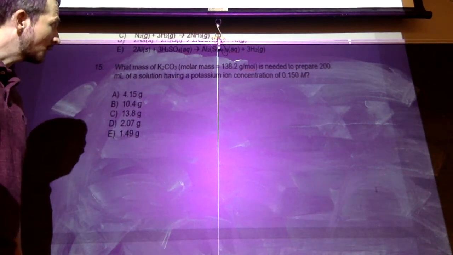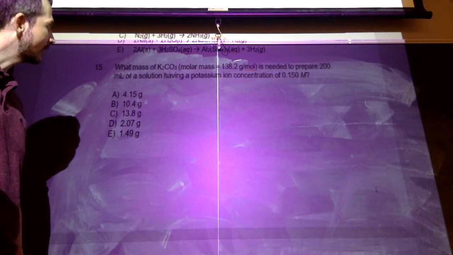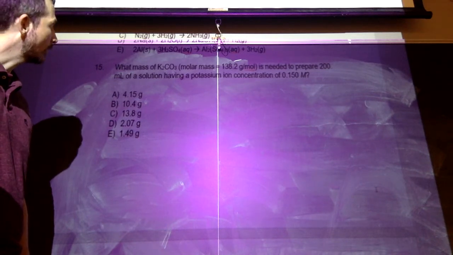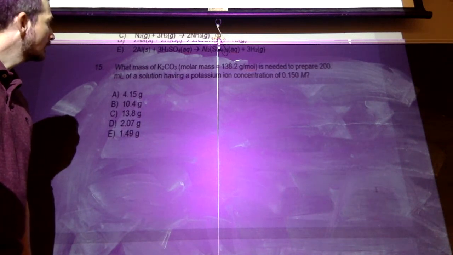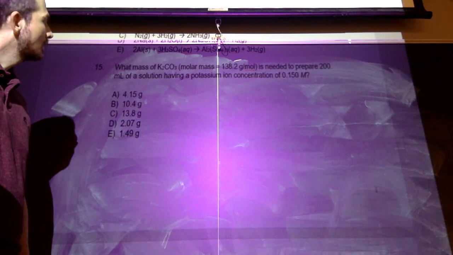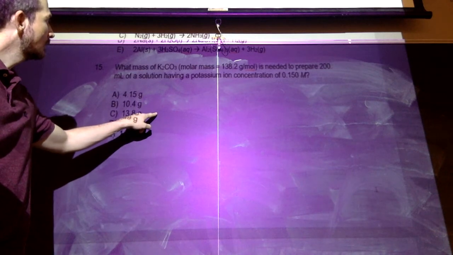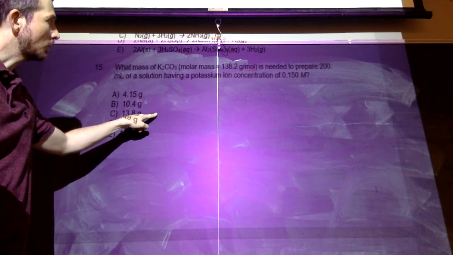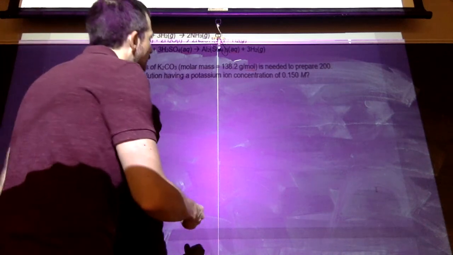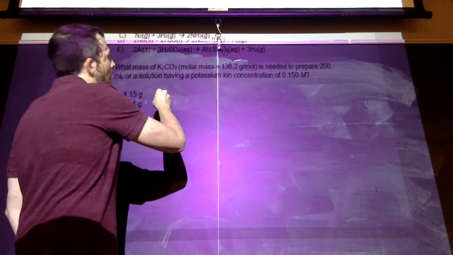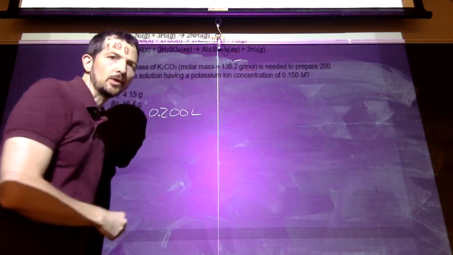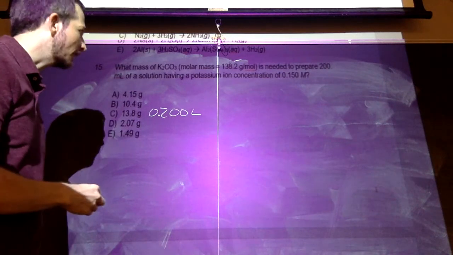What mass of potassium carbonate is needed to prepare 200 milliliters of solution to have a potassium ion concentration of 0.15 molar? So let's go ahead and work this out. So where do I start? I want 200 milliliters, and I want a potassium ion concentration of 0.15 molar. So let's start there. I'm going to go ahead and convert that to liters. So divide by 1,000, 0.2.